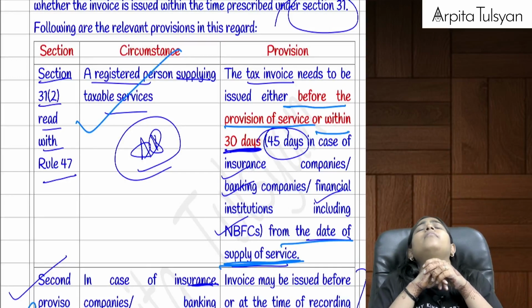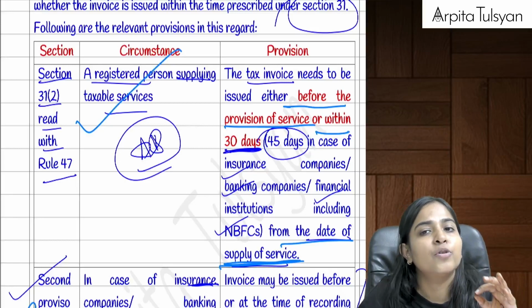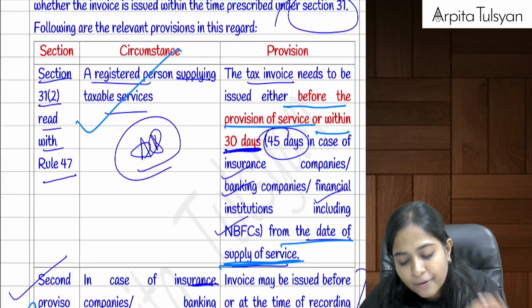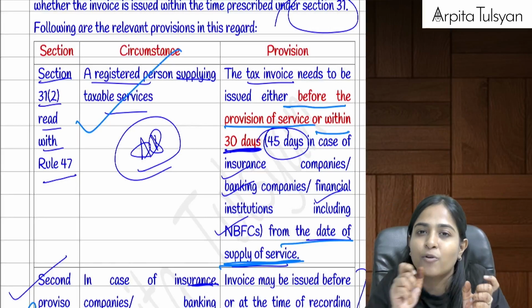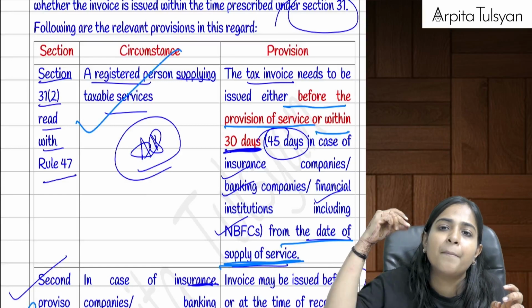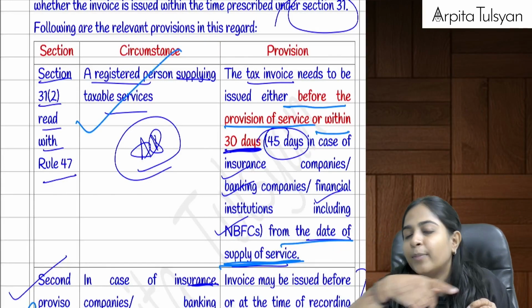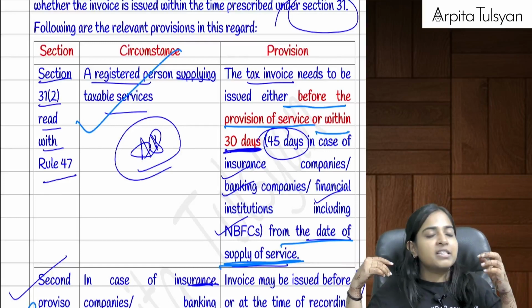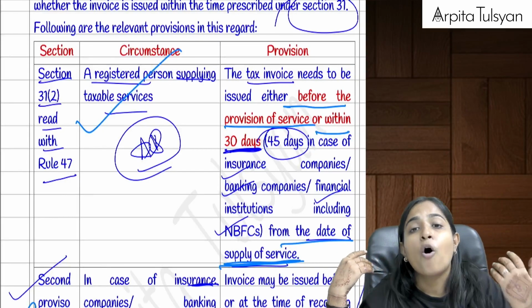Okay. Everyone here, normal, a supplier providing services. So the invoice should be issued on or before the completion of the service, on or before the provision of the service, or within a time period of 30 days from the date of supply of service. But in case of banking company, insurance company, including NBFC, instead of 30 days, it is going to be 45 days.